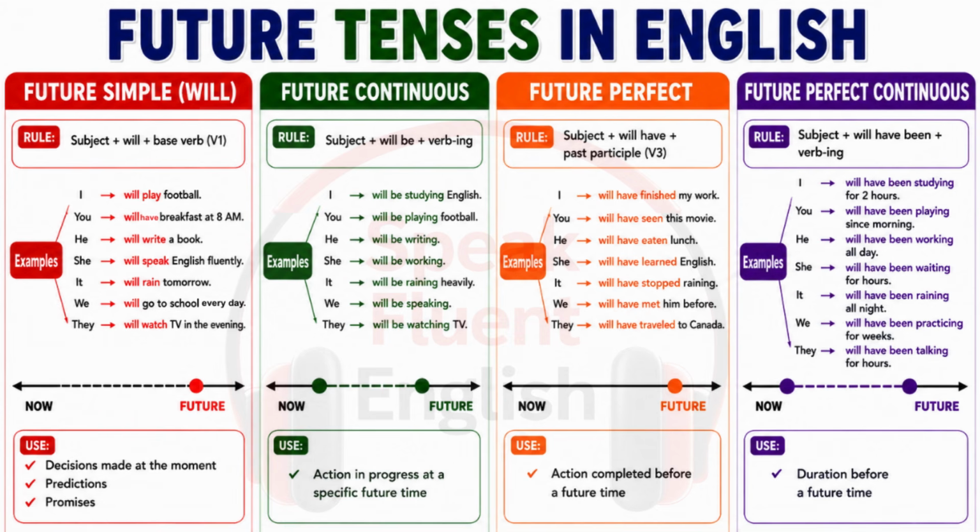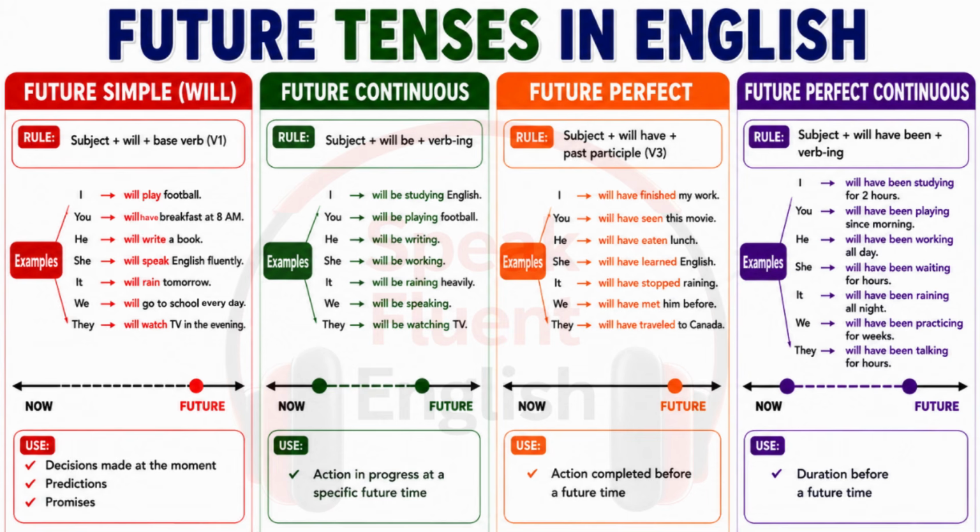Now, I will explain the future tenses in English. These tenses are very important because we use them to talk about plans, predictions, and actions that will happen in the future. In this lesson, we will learn the 4 future tenses: future simple, future continuous, future perfect, and future perfect continuous. Let's begin. First, future simple.